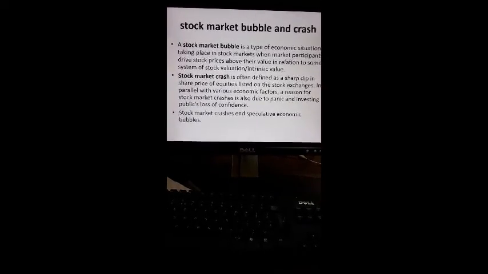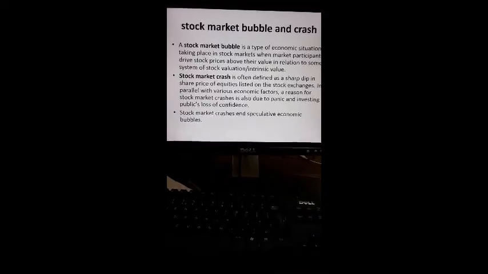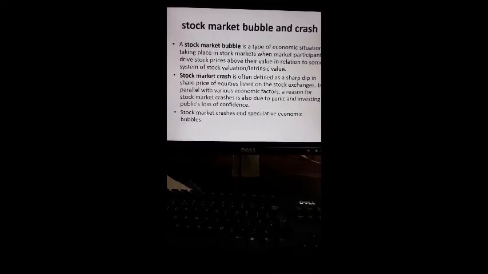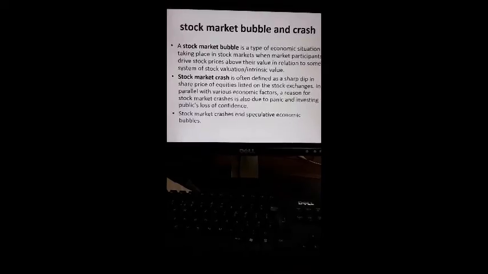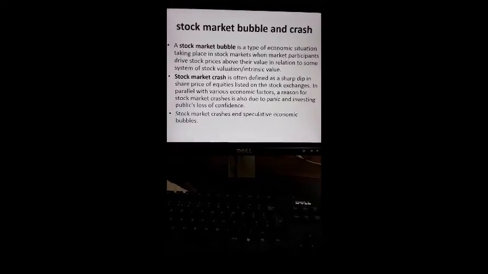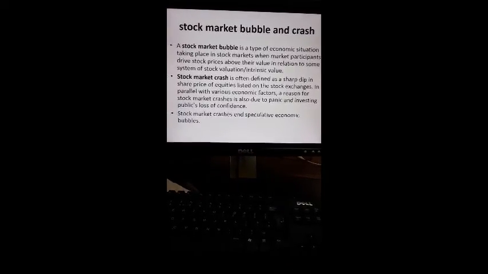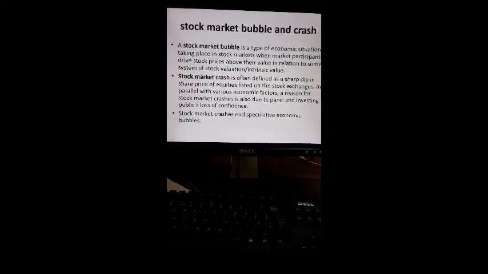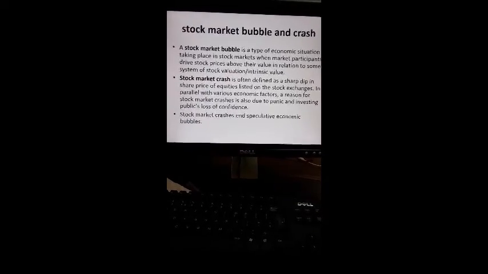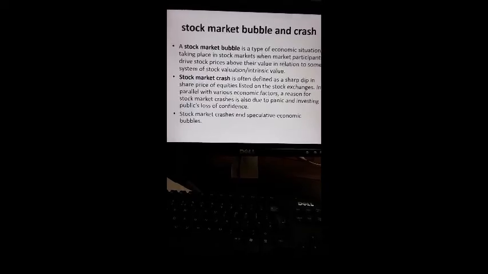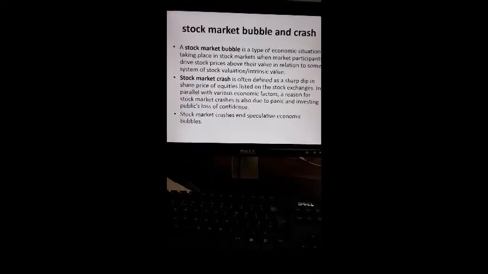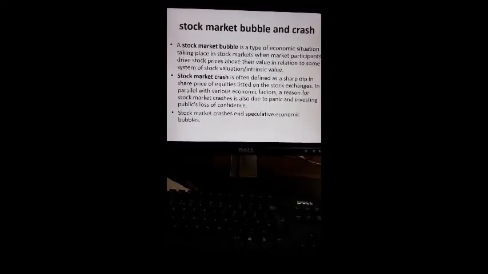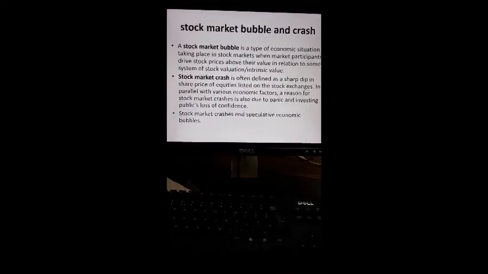So if many are selling, it means the price will be going down. It will go below the collective value or collective price of that share. So, the stock market crash and speculative economic bubble. The stock market crash is the complete opposite of the stock market bubble.